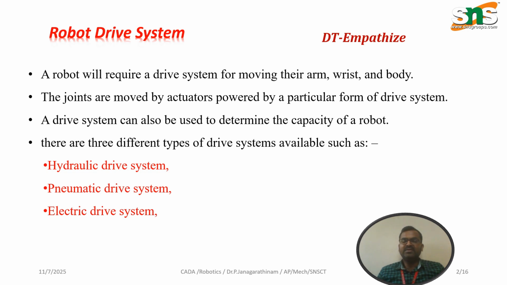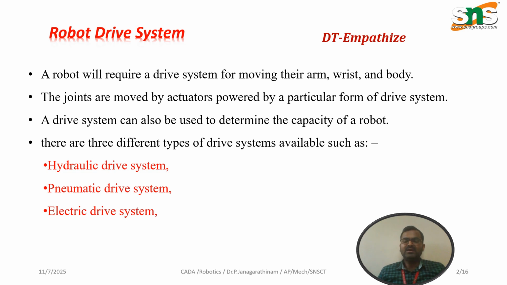There are three different types of drive systems available in our robotic system. Basically, in our third unit, we discuss the different types of control systems like open loop, closed loop, hydraulic control, and pneumatic control. Like these, there are three major types of drive systems. First is the hydraulic drive system, second is the pneumatic drive system, and third is the electric drive system. In the hydraulic drive system, we are using the entire hydraulic setup.